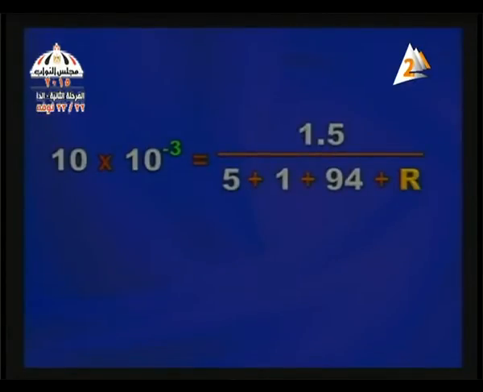It is 94 ohms. And now 10 times 10 power negative 3 is equal to 1.5 over 5 plus 1 plus 94 plus the value of the external resistance, which makes the pointer of the milliammeter stand at 10 milliampere. So 10 times 10 power negative 3 is equal to 1.5 over 5 plus 1 plus 94 plus R. So it's easy to calculate the value of R. It is 50 ohms.